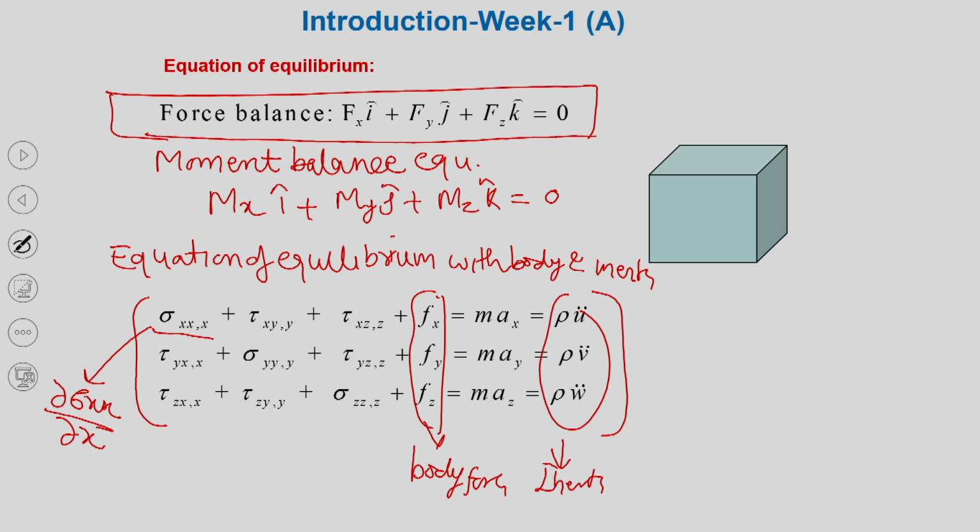This is also a standard notation: when we use a comma, like if I say sigma xx comma y, it means sigma xx derivative with respect to y. Whenever you encounter a comma in theory of elasticity or theory of plates, by default it is assumed to be differentiation with respect to that quantity. Otherwise, they will clearly specify that it does not mean differentiation.